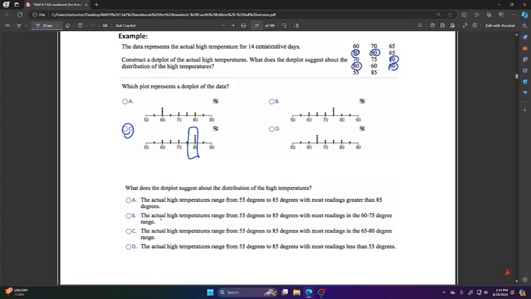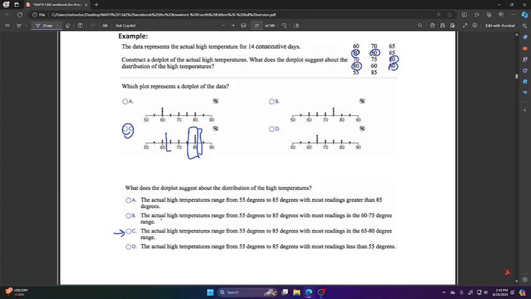Which one? C. The actual high temperatures from 55 to 85, with most readings being 65 to 80. 65 would be from here, 80 is that. Yeah, that makes a lot of sense. That's pretty good. I like that one. Let's go through some other ones. So they're all the same here. I think it's just this second half they're talking about, right?